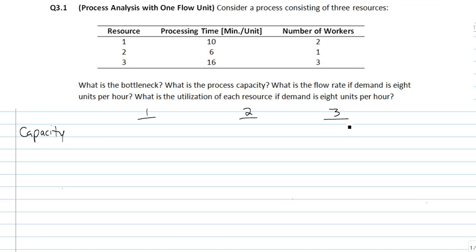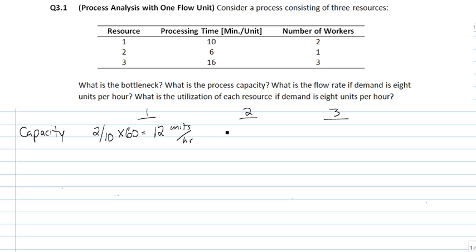Capacity is defined as the number of workers over the activity time. So for resource 1, we know we have 2 workers and an activity time of 10 minutes per unit. This capacity is currently in terms of units per minute. Let's convert this to units per hour by multiplying times 60. And we get 12 units per hour as our capacity for resource 1.